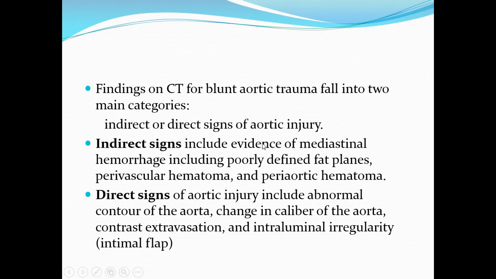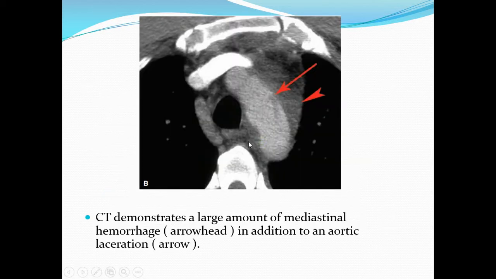The findings on CT of blunt aortic trauma fall into two main categories: indirect signs and direct signs. The indirect signs are mediastinal hemorrhage, poorly defined fat planes, prevascular hematoma, and periaortic hematoma, while the direct signs include abnormal contour of the aorta, change in the caliber of the aorta, contrast extravasation, and intraluminal irregularity. You can see here there is mediastinal hemorrhage. In addition, there is an aortic laceration, clearly seen here.